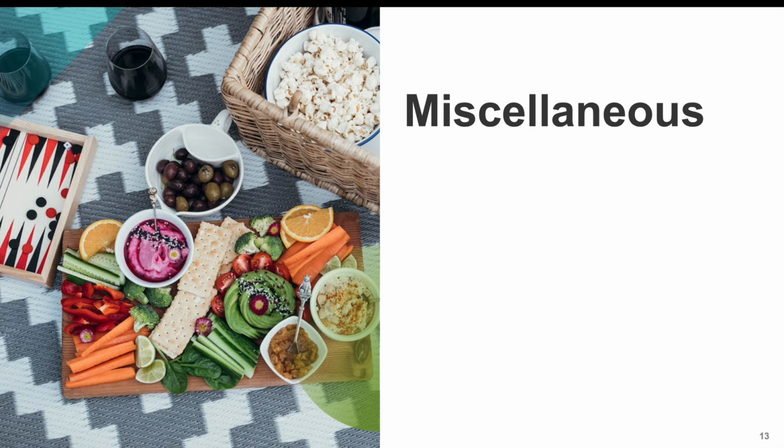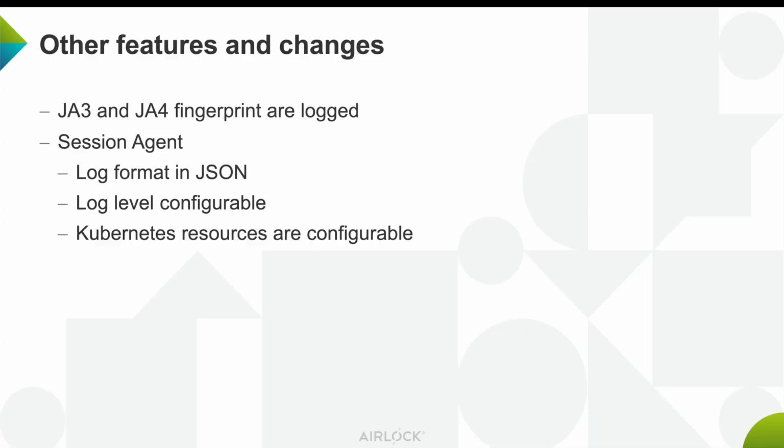Besides the mentioned features, there are other improvements and changes to talk about. In addition, we provide you some other improvements. The JA3 and JA4 fingerprints are logged, which could help to analyze user activities. The session agent has been improved in the following areas. The log format is now JSON, the log level can be configured, and the Kubernetes resources are configurable.